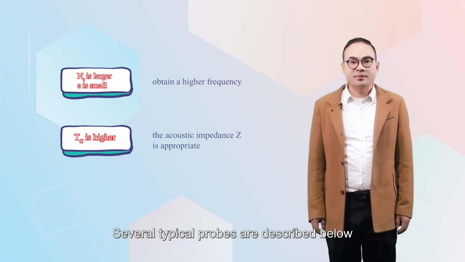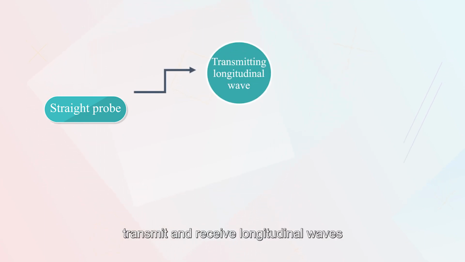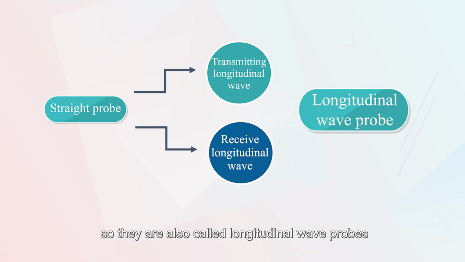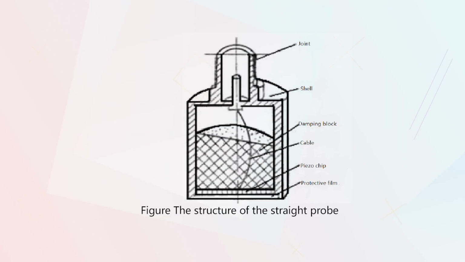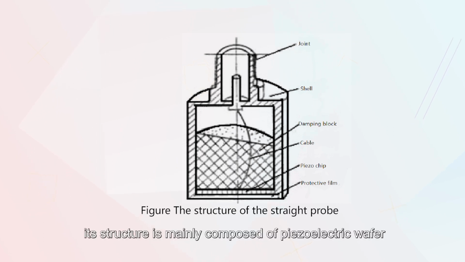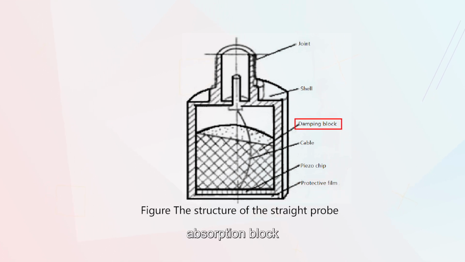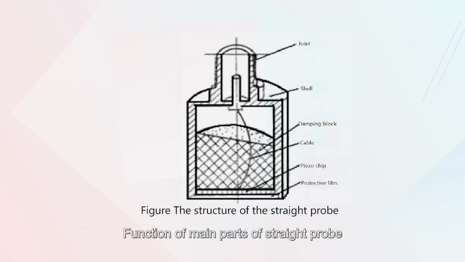Several types of probes are described below. 1. Straight probe. Straight probes are used to transmit and receive longitudinal waves, so they are also called longitudinal wave probes. Straight probes are mainly used to detect defects parallel to the inspection surface, such as plate and forging flaw detection. As shown in the figure, its structure is mainly composed of a piezoelectric wafer, protective film, absorption block, cable joint, and shell. Function of the main parts of the straight probe.